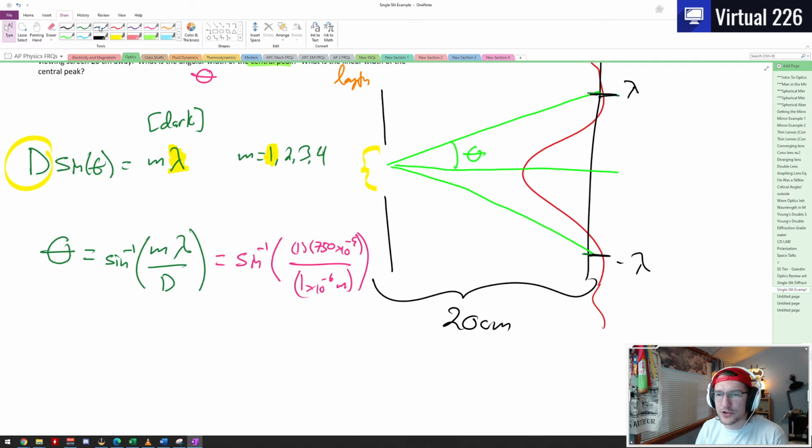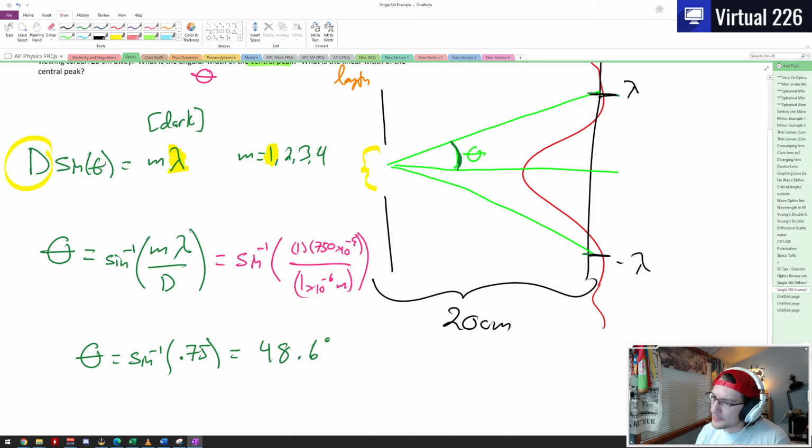If we start chunking through numbers, we'll find that theta is the inverse sine of 750 times 10 to the minus 9 divided by 1 times 10 to the minus 6. That's 0.75 naturally, but then we need to take the inverse sine of 0.75, which I don't know off the top of my head. It is 48.6 degrees. So that is what this angle is up here.